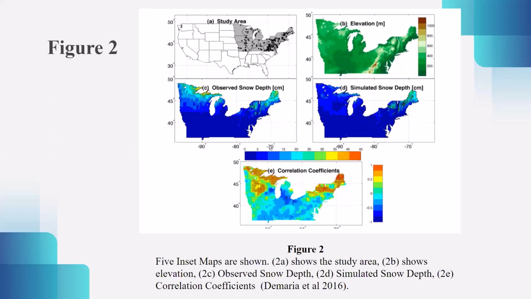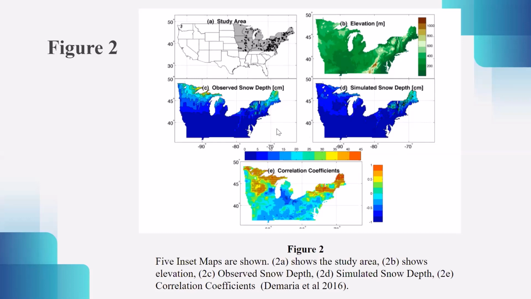This figure shows 5 different inset maps that were included in the study. The first map shows the extent of the study area. The second map shows the elevation of the study area. The third map shows the observed snow depth in centimeters of the study area. The fourth map shows the simulated snow depth into the future in centimeters of the study area. And the fifth map shows the correlation coefficients between the two maps.